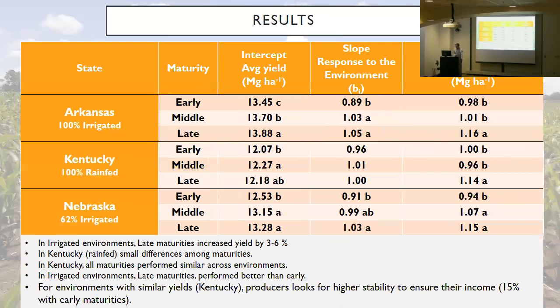When we take a look at the root mean square error, or the measure of our yield stability, we see that early maturity hybrids increase stability, so they reduce the root mean square error. And this is especially important in Kentucky because we can see that early maturities didn't have any difference in yield with late maturities and provided more stable yields. So this could be an advantage for producers to increase stability, to make sure they will get a profit and stabilize their income.